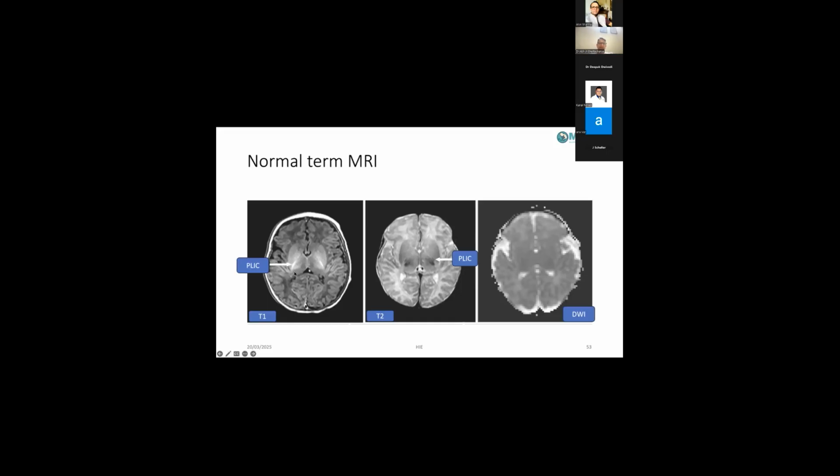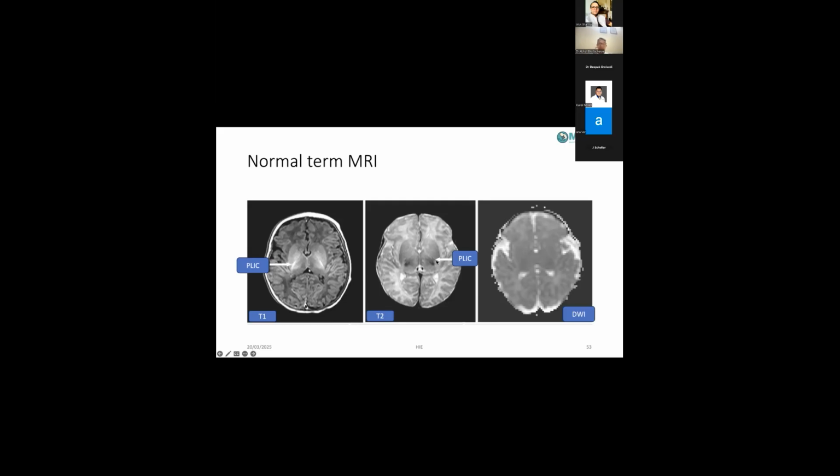Normal term MRI, so T1, nice PLIC, posterior limb of internal capsule. How do I know it's T1? The CSF is black and the posterior limb of internal capsule is bright. T2, how do I know it's T2? Look at the ventricles, slit-like ventricles, and again the posterior horn of the lateral ventricle. And then you can see the PLIC as a black line here.